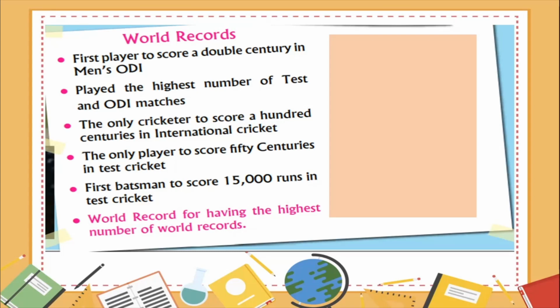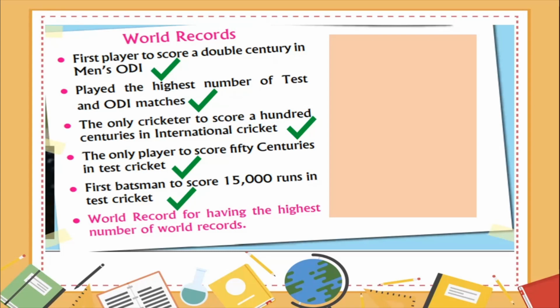He has played the highest number of test matches, maximum number of test matches he has played. He is the only cricketer to score 100 centuries. So he scored 100 centuries in international cricket. He is the only player to score 50 centuries in test cricket, and he is the first batsman to score 15,000 runs in test cricket. So these are all information about Sachin Tendulkar if you're interested in cricket, and if you will understand more about this. Okay, if you're not interested in cricket, you might not be very interested in these numbers.